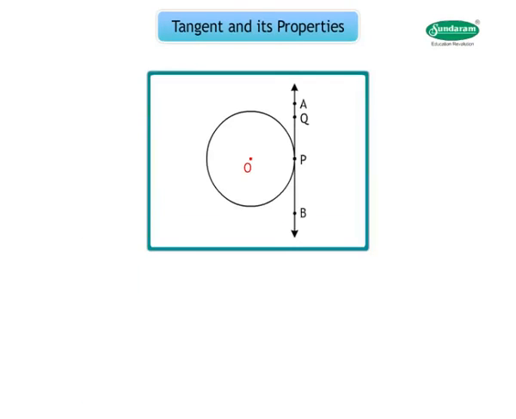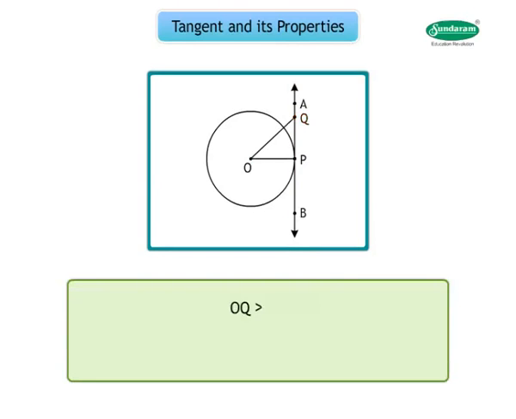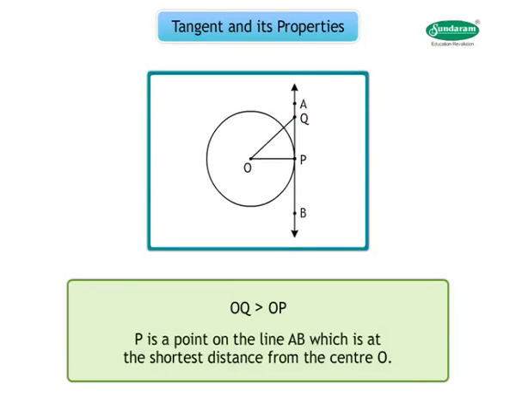Let O be the center of the circle and line AB is tangent to the circle at point P. Let Q be any other point on tangent AB. Draw OQ and OP. We see that OQ is greater than OP. Therefore, P is the point on the line AB which is at the shortest distance from the center.